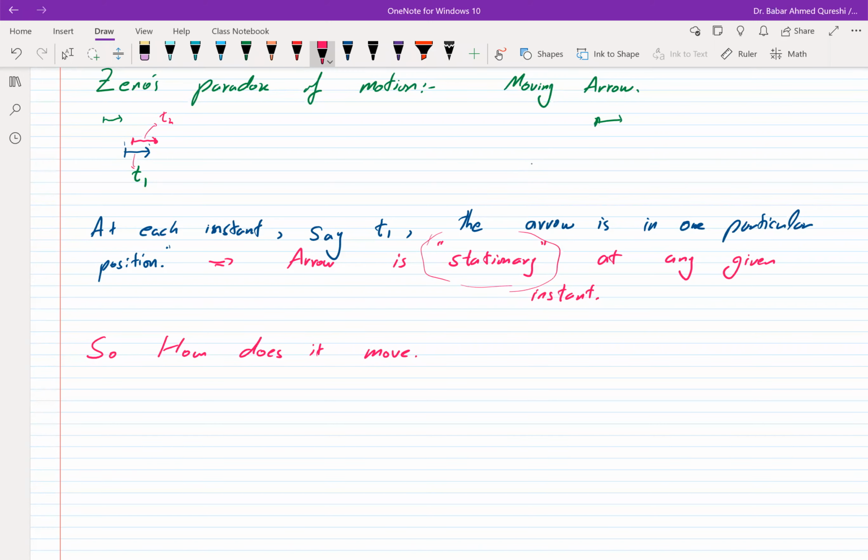So the correct way to think about it is that the motion is described by just giving the position of the arrow at each time. It's just a matter of fact that at t1, the arrow is at x1. At t2, let me draw it here, the arrow is here. At t3, the arrow is here, and so on.